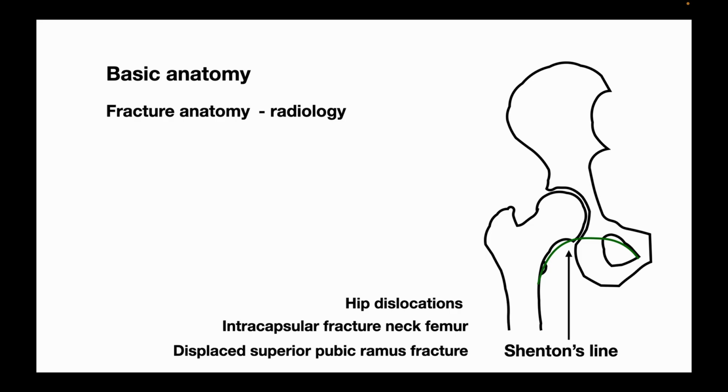The second one is the primary compressive trabeculae. These are gently curved vertical lines that can be traced from the medial femoral cortex to the head of the femur, and these are continuous with similar lines in the acetabulum. This represents the main weight-bearing part across the hip joint.